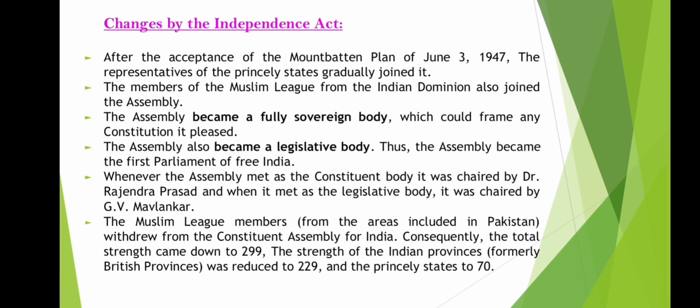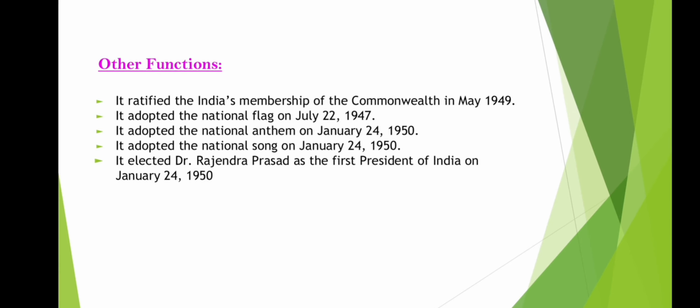Also, the assembly became a fully sovereign body which could frame any constitution as it wished, and it also became a legislative body which became the first parliament of free India. When this body met as a constituent body, it was chaired by Dr. Rajendra Prasad, and when it met as a legislative body, it was chaired by G.V. Malvankar.